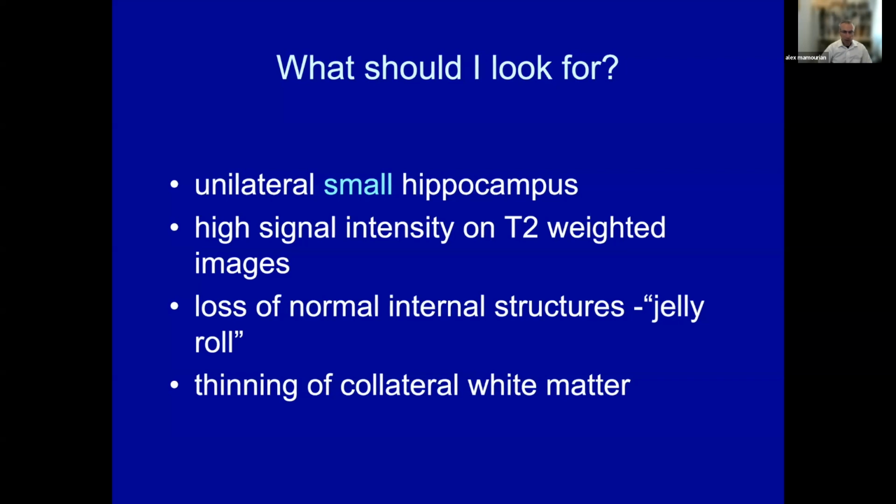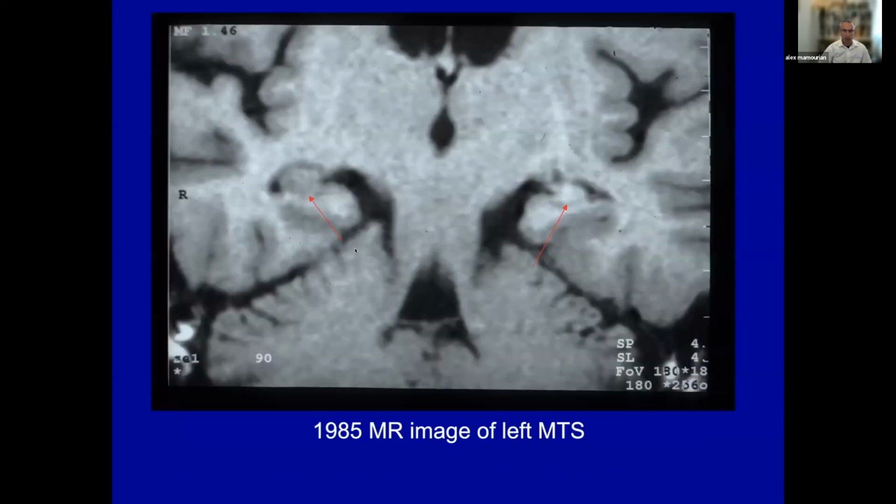And then this other feature, thinning of the collateral white matter, is not really useful in and of itself. It's one of the other features that you look for that might support cases where, and you will see cases like this, the findings are really quite subtle.